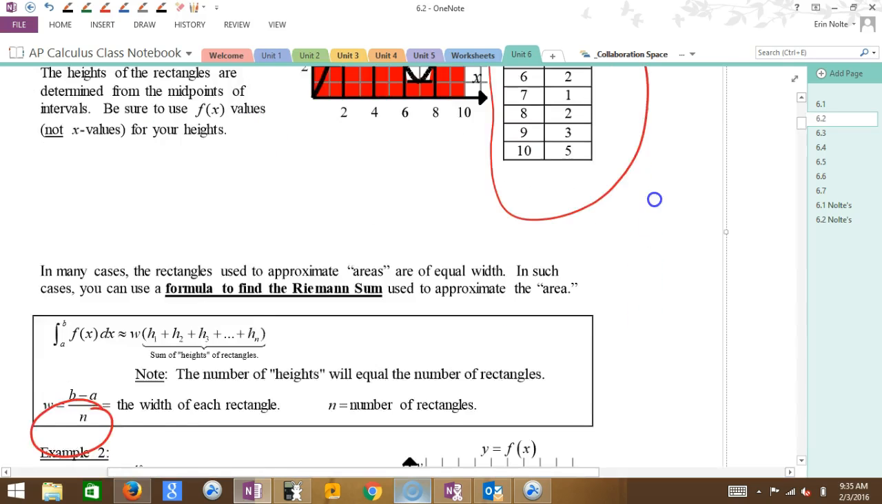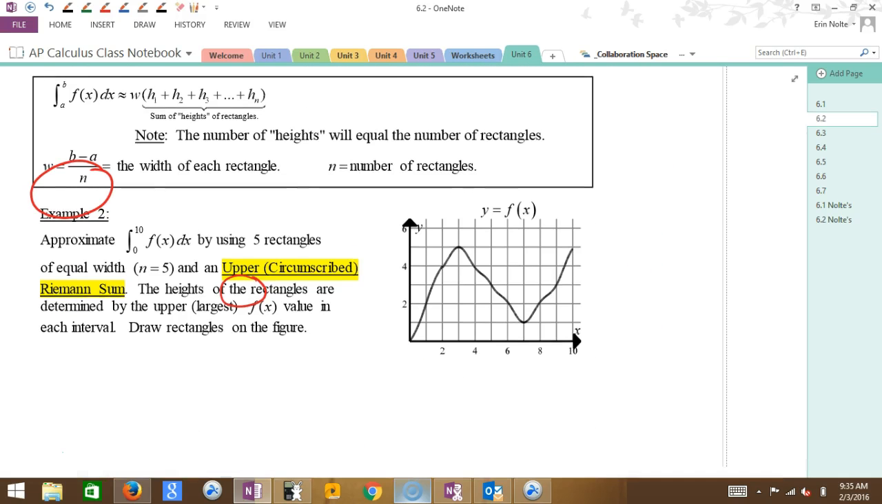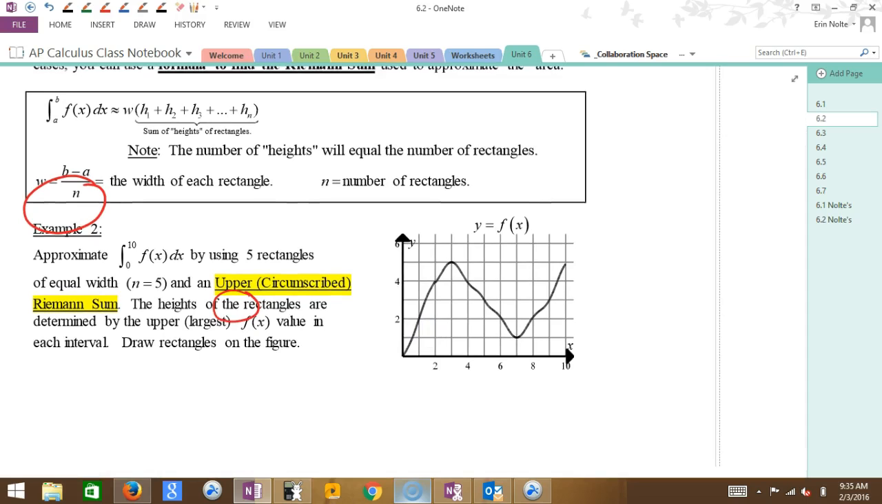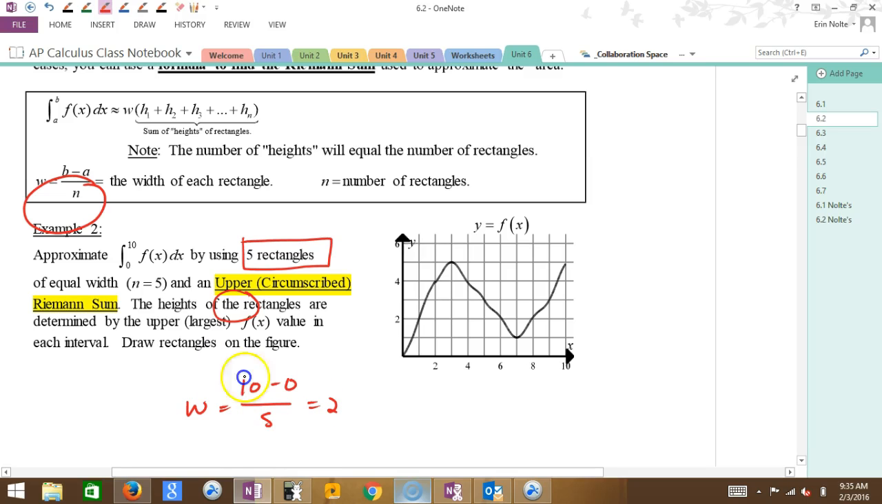Okay, so now when they go down below here, we're going to do an upper. I don't know why my circle got moved. But anyways, we're going to do an upper. Upper means we're going to start from the upper number of whatever the rectangle is. So if we're going to, again, split it into 5 rectangles, what is my width going to be? 2 again, right? Because you did 10 minus 0 divided by 5, which is 2.